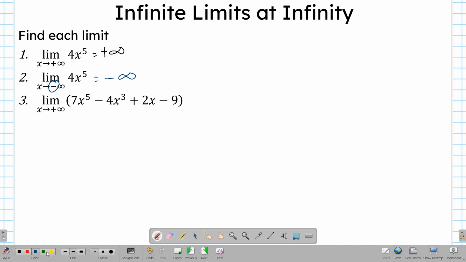Further, it was mentioned a while ago that if we have a polynomial, we only need to get the limit of the leading term, the one with the highest exponent. Hence, this would be equal to the limit of 7x raised to 5 as x approaches positive infinity. Hence, this is 5 and this is positive infinity. This is automatically equal to positive infinity.